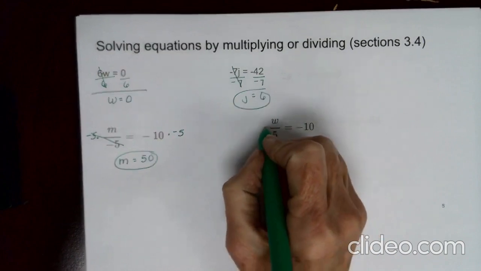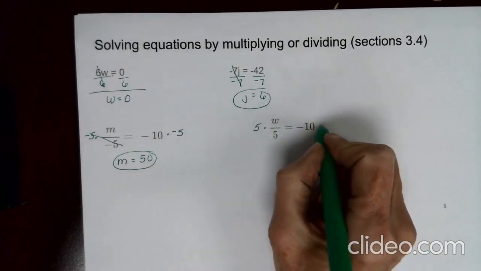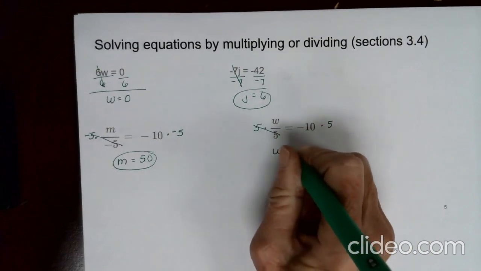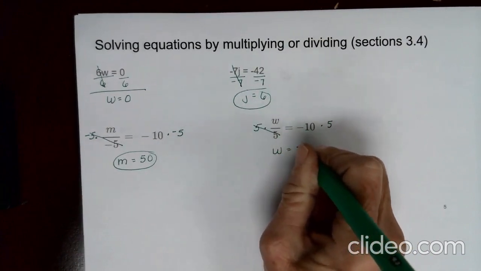This one, it's divided by positive 5. So I multiply by positive 5 to get rid of it. And I get W is equal to negative 50.